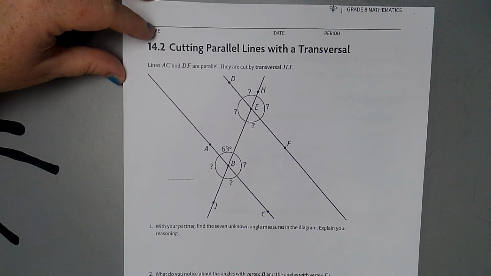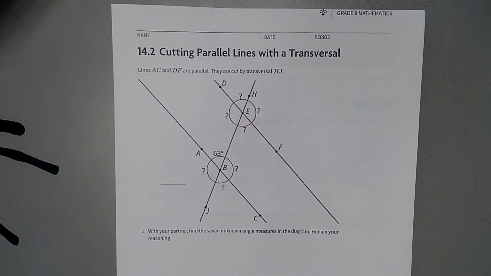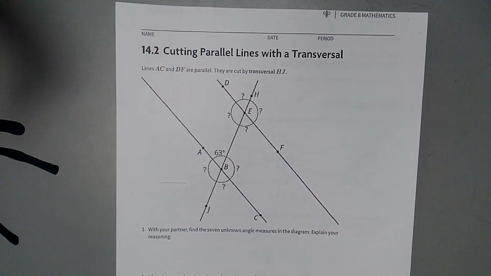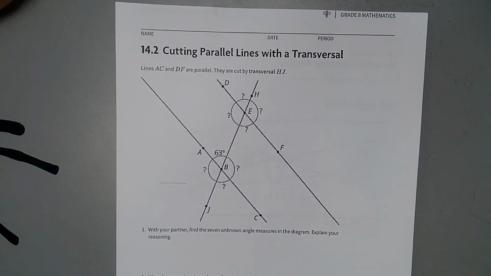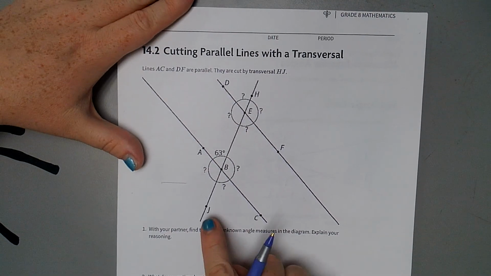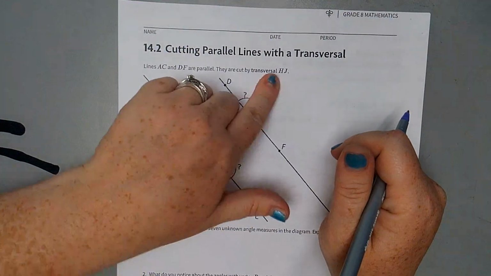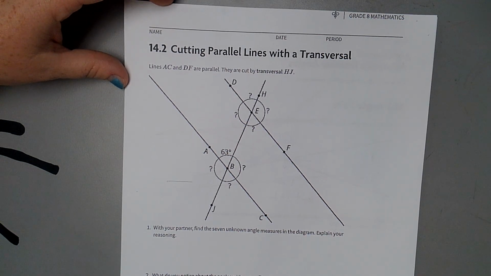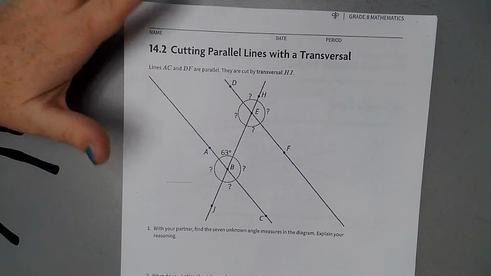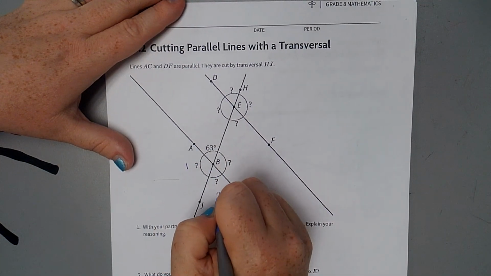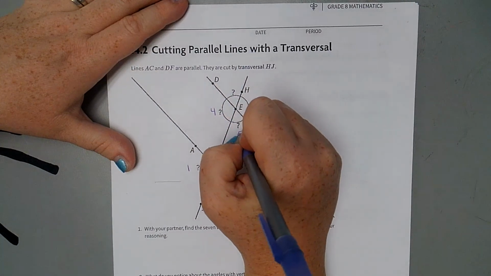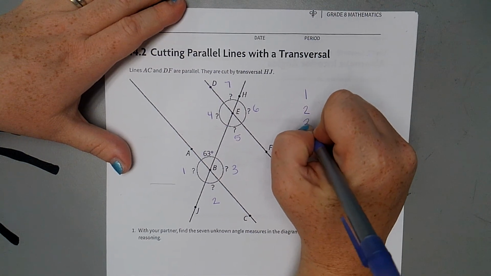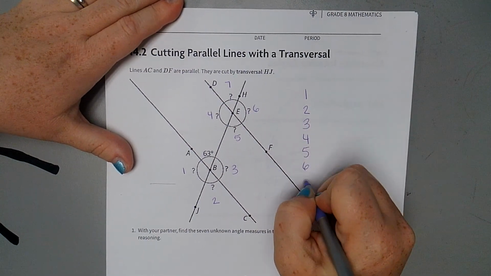Next, cutting parallel lines with transversals. Line AC, so this line, and DF are parallel. They are never going to touch. They will never intersect. They will never cross. They are cut by transversal HJ, so this line right here. With your partner, find the 7 unknown angle measures in the diagram. We're going to label these 1, 2, 3, 4, 5, 6, 7, and off to the side, 1, 2, 3, 4, 5, 6, 7.